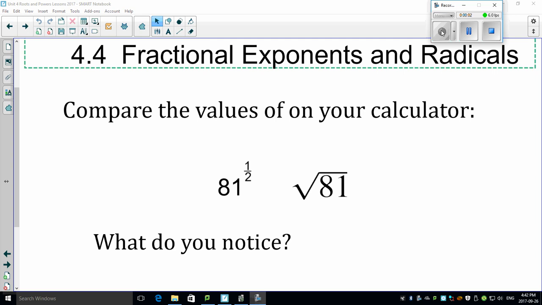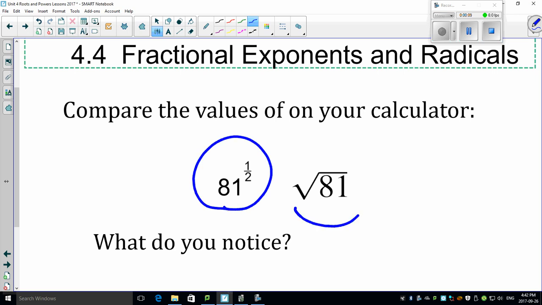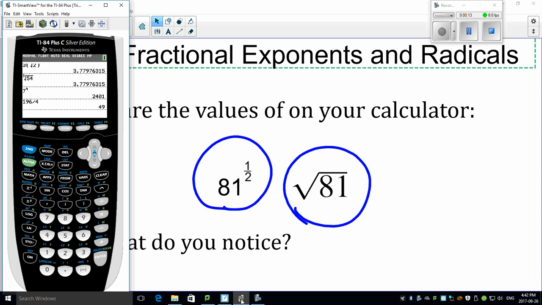All right, so let's look at fractional exponents for a second. What I want you to try here, if you've got your calculator at home, is take a look at this number right here and this number right here. I want you to bring both of those into your calculator. So here's my calculator, clear, and I'm going to put square root of 81. Now, you know what the square root of 81 is. You know that that's 9.